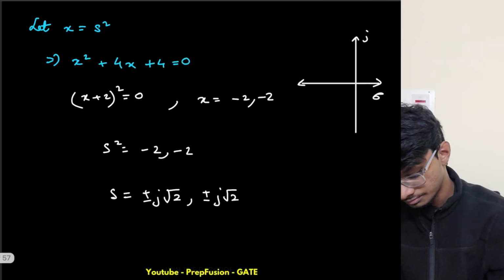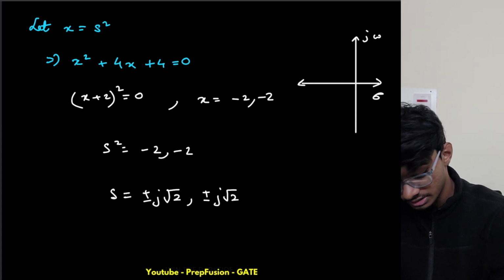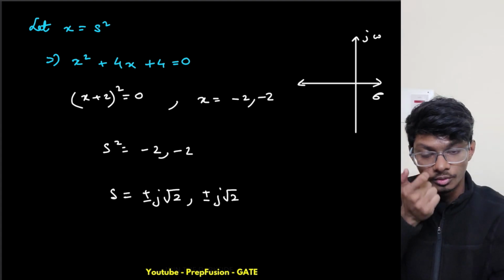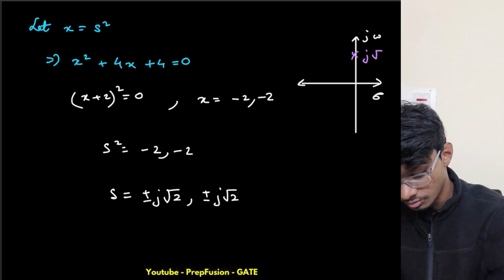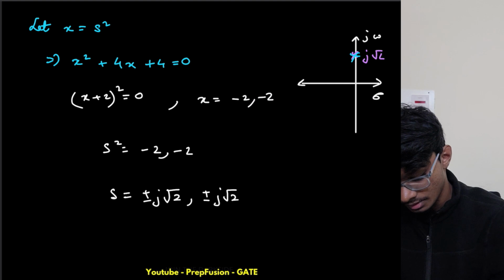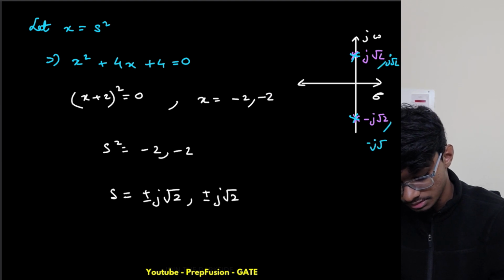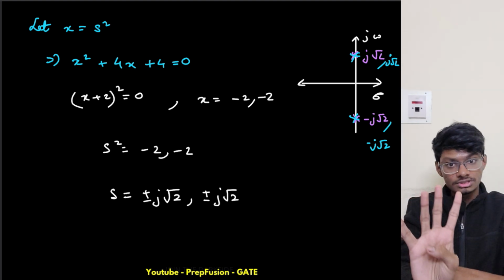So on the j omega axis, these are repeated. At the location plus j root 2, I have 2 poles, so I have repeated roots over here. And at minus j root 2, I again have repeated roots. So this is plus j root 2 and this is minus j root 2. This is what the 4 root locations are like.